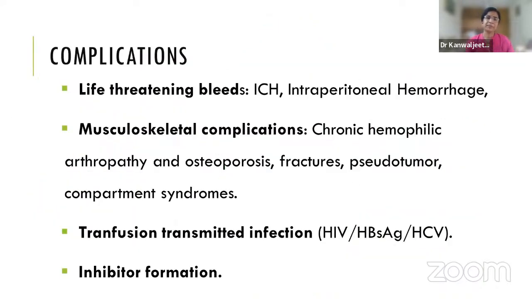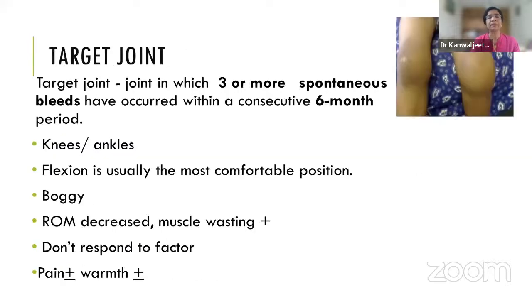After the factor replacement, we look at the complications that we are likely to encounter. So either can be life-threatening bleeds or can be musculoskeletal complications, transfusion-transmitted infections, and the inhibitor formation. Looking at musculoskeletal complications first, target joint. So what is meant by target joint? Any joint which has 3 or more spontaneous bleeds in the last 6-month period.